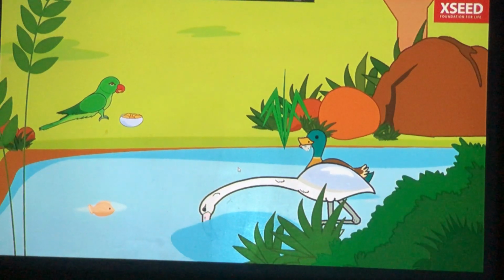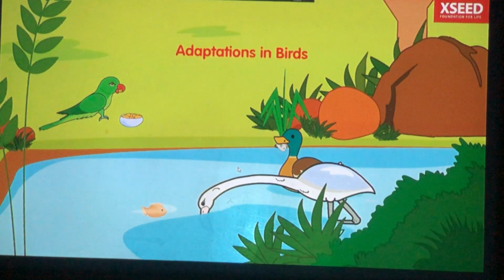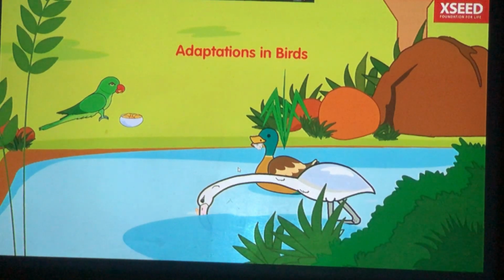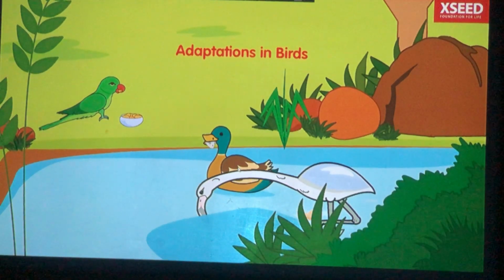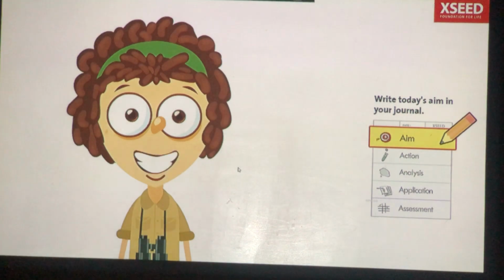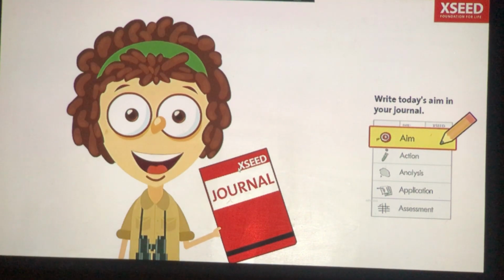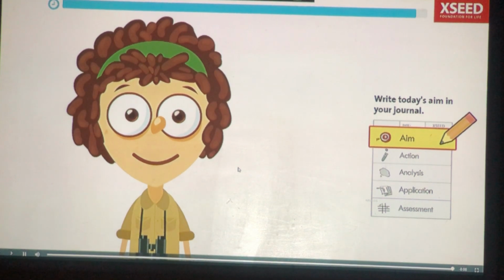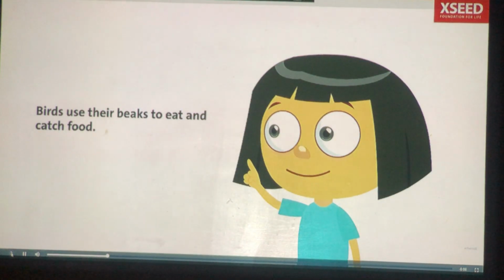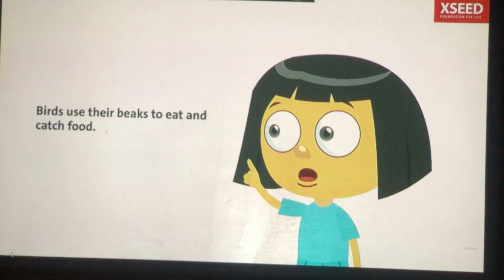Today, we are going to find out more about adaptation in birds. Specifically, we will learn more about how birds use their beaks to eat and catch food. Now, write in your journal in your own words, what is the aim of the class today? I have written down what we are going to learn today.